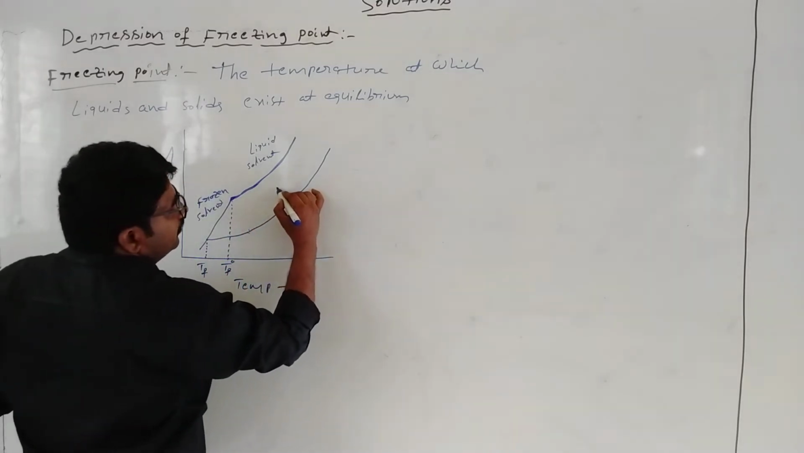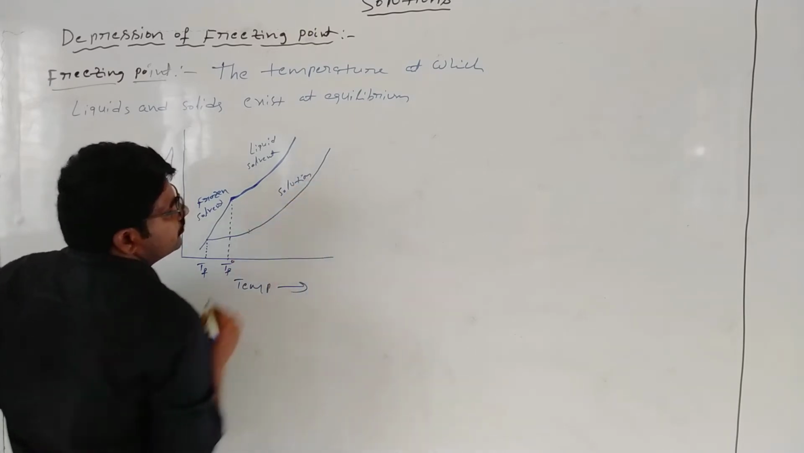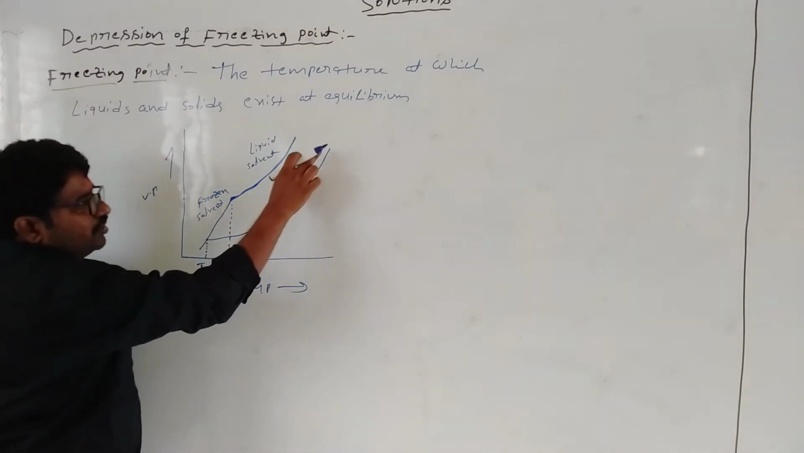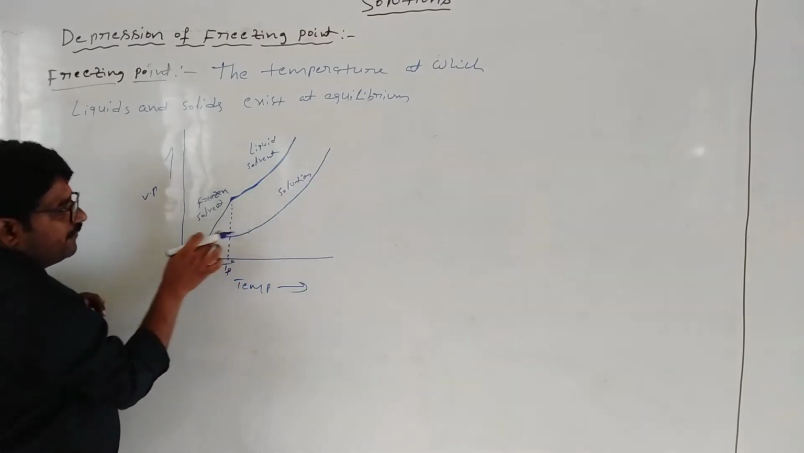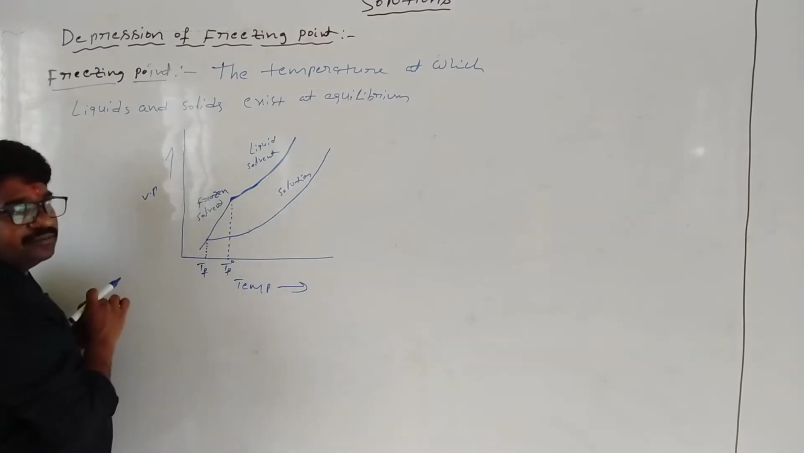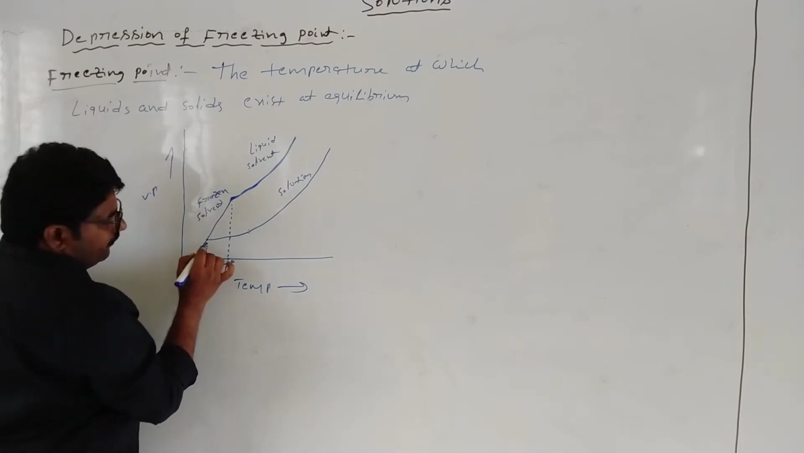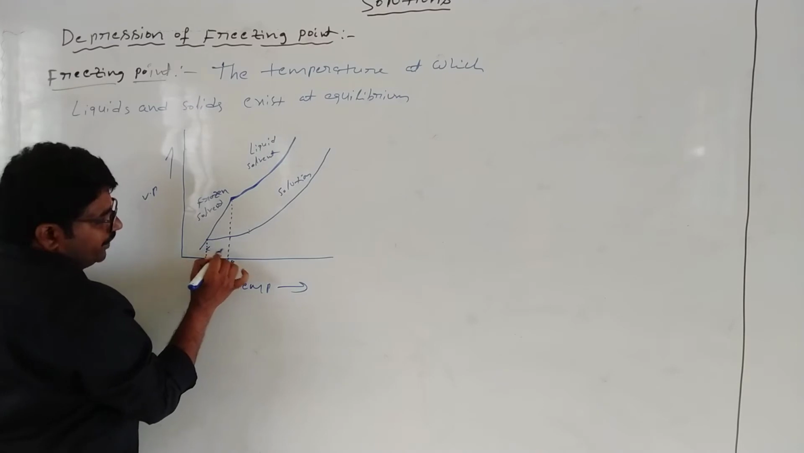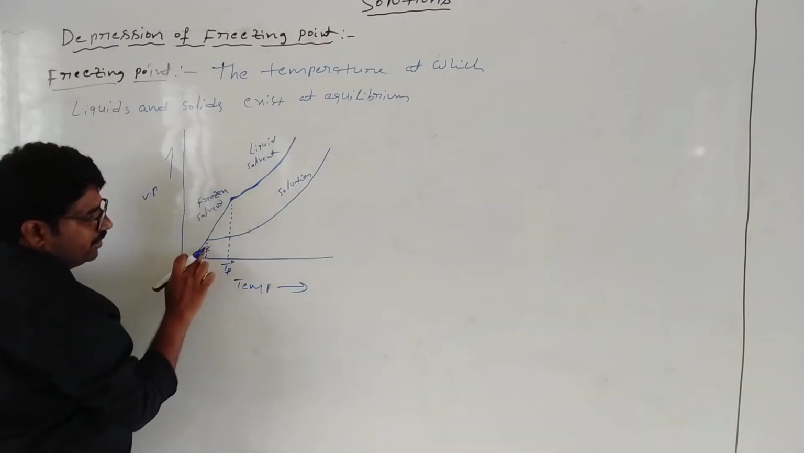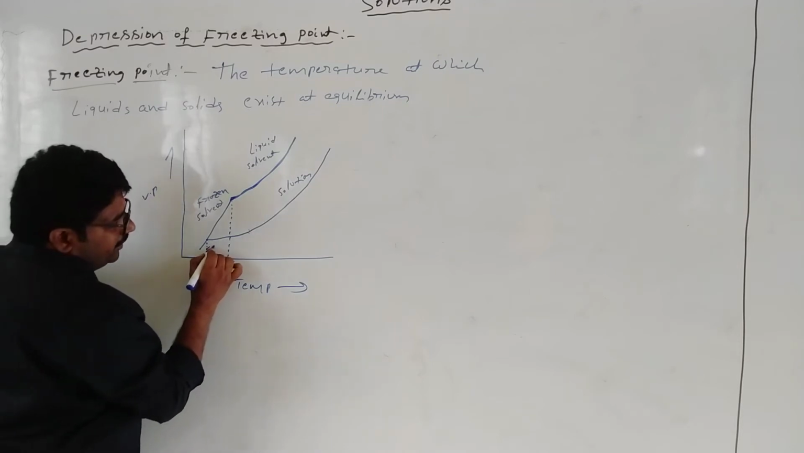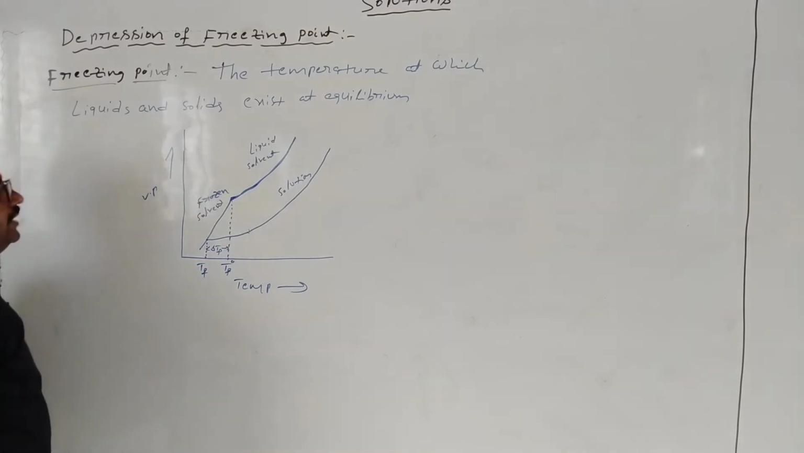This is the solution. So for the solution, the vapor pressure curve is where the solution is converted to frozen solvent, here. The difference between these two freezing points, the freezing point of solvent, this one, and the freezing point of solution, this one, is considered delta Tf.